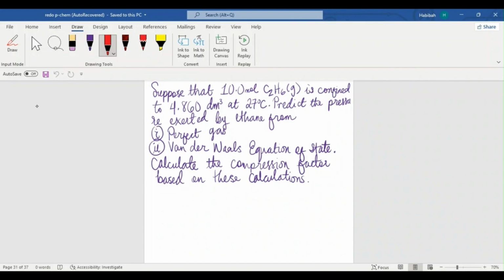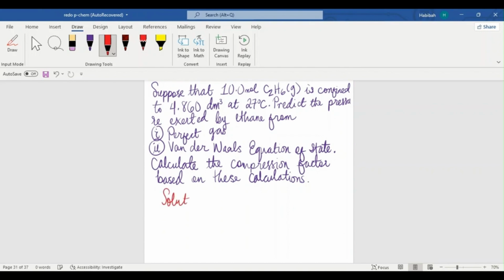Salam and welcome everyone. Today we're going to be working on the question on the screen that says, suppose that 10.0 mole of C2H6 gas is confined to 4.860 decimeter cube at 27 degrees Celsius. Predict the pressure exerted by ethane from 1, the perfect gas, 2, van der Waals equations of state. When you're done solving the van der Waals equation of state, you're asked to calculate the compression factor based on these calculations. So the first thing you have to do is write out the parameters that we're given.